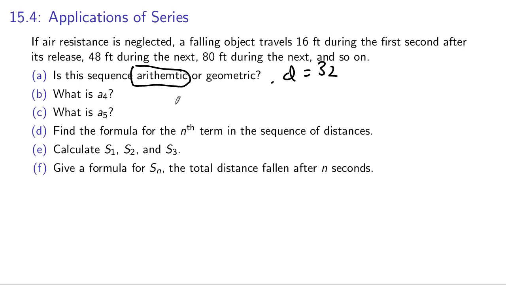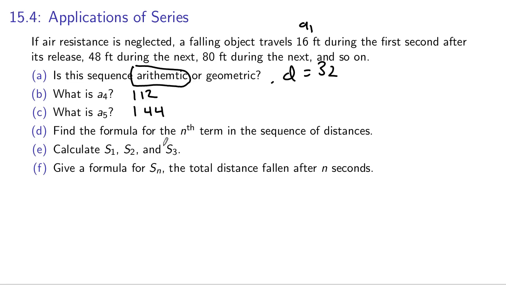What is a sub 4? Okay, so 16 is a sub 1, 48 is a sub 2, 80 is a sub 3. So adding 32 to 80, we get 112. What is a sub 5? The number of feet it falls the next second. 32 plus that, 144.